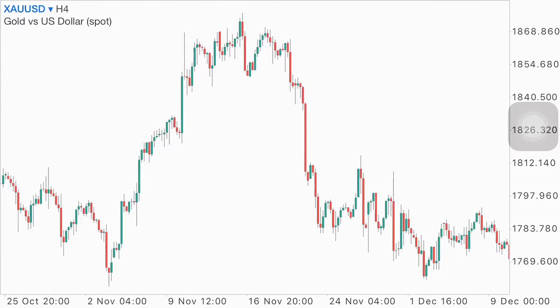Today we have something different, because today we are going to show you exactly how to analyze the market like a pro using your mobile phone. If you don't have access to a computer, I'm going to show you exactly how to analyze this market using only your phone.